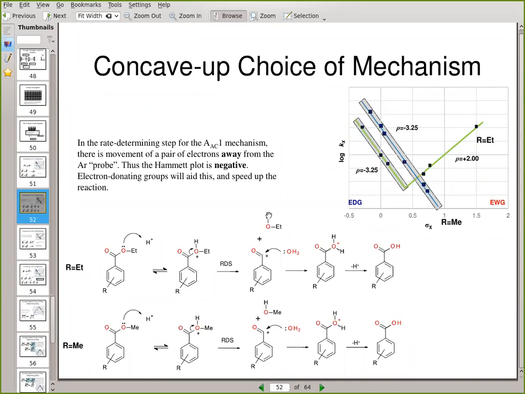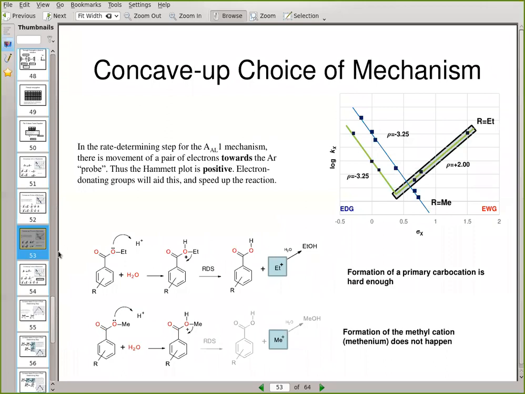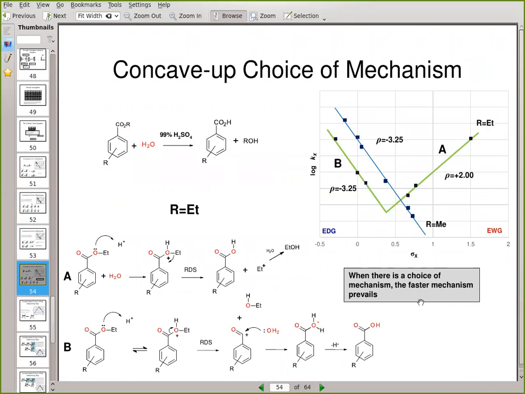for that hydrolysis. However, of course, there is another mechanism available. That mechanism involves movement of electrons towards the probe. However, that pathway is only available to the ethyl ester because you get a primary carbocation. For the methyl case, you get a methyl cation, which is really tough to get, and so it's not really available to the methyl ester. And so the ethyl ester has a choice of mechanisms. And when you have a choice of mechanisms, the faster mechanism will prevail.